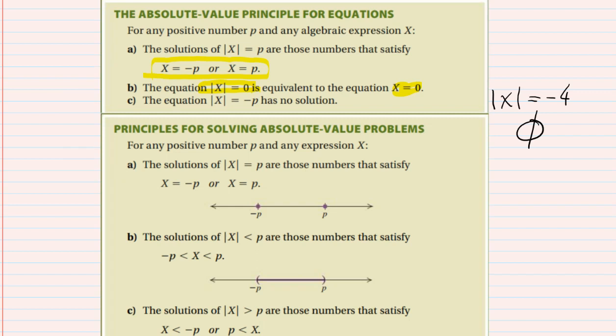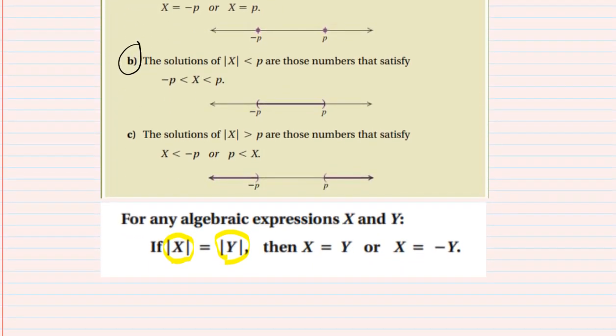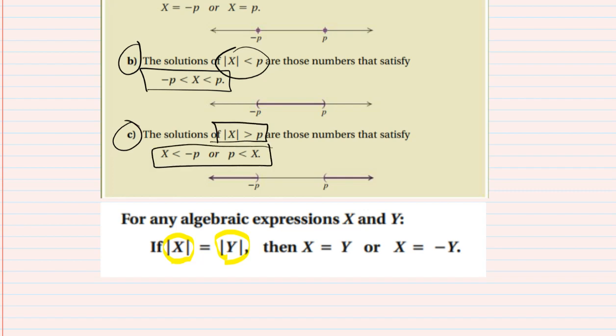Let's take a look at part B of this statement down here. Now both of these involve inequalities. You see that one? So if we have absolute value of x less than p, then this would be the translation of it. In part C, if absolute value of x greater than p, this is the translation of it. So again, the key is to be able to translate these statements without the absolute value symbol.